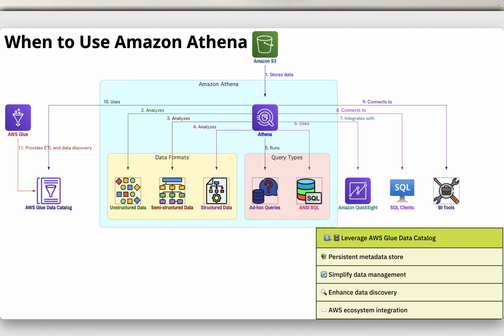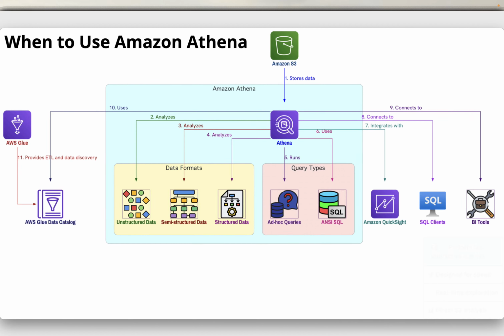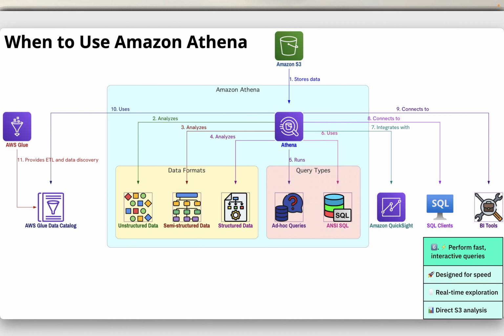You can leverage the AWS Glue data catalog. So integration with the AWS Glue data catalog for a persistent metastore simplifies data management and discovery across the AWS ecosystem. Perform fast interactive queries. Athena is designed for speed and interactivity, enabling real-time data exploration and analysis directly on Amazon S3.